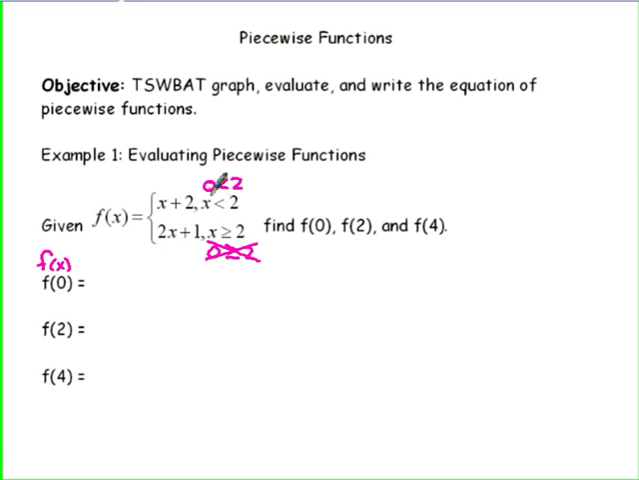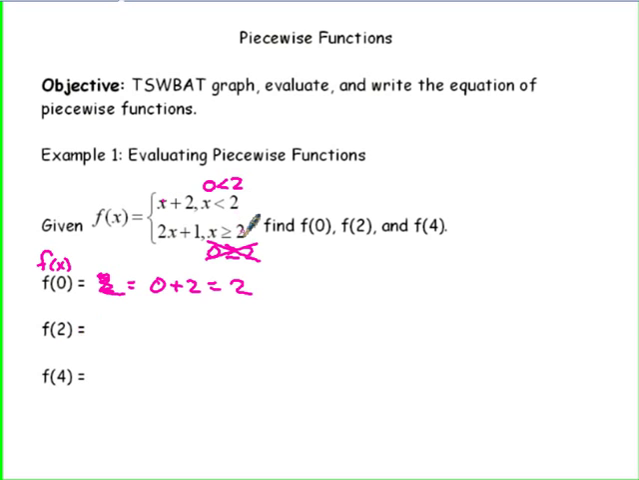Okay, so 0 plus 2 is 2. I could be more clear: 0 plus 2 equals 2, right? We're plugging in 0 for x. All right, again, what about at 2?